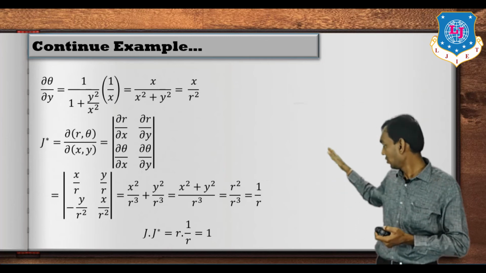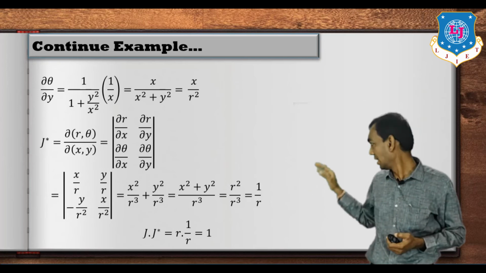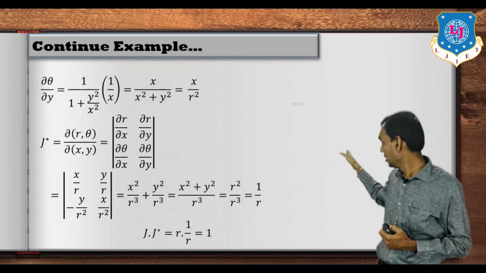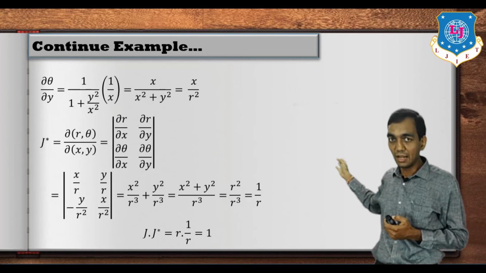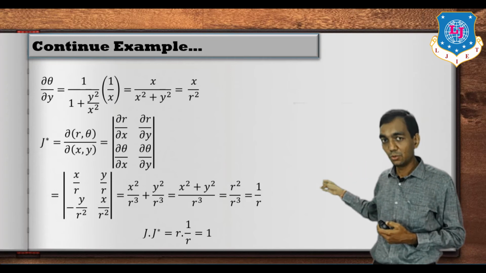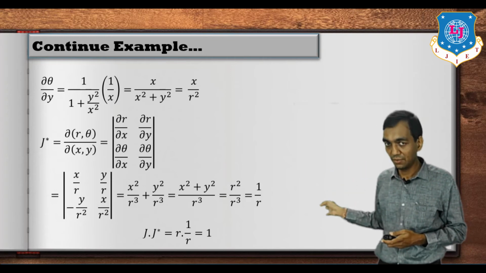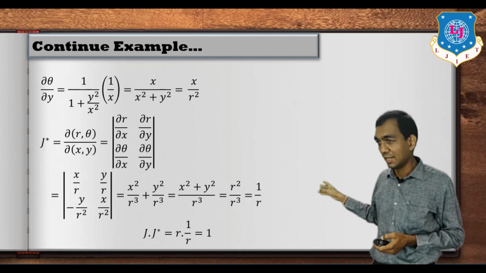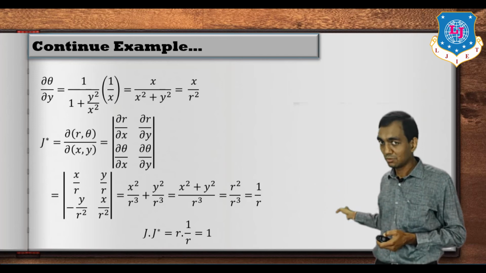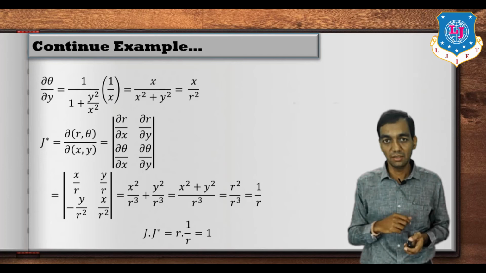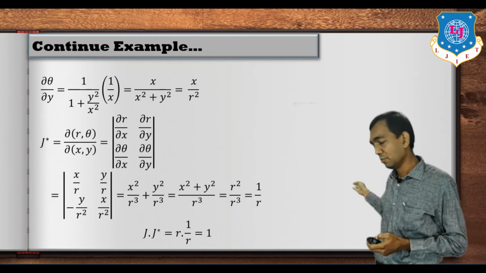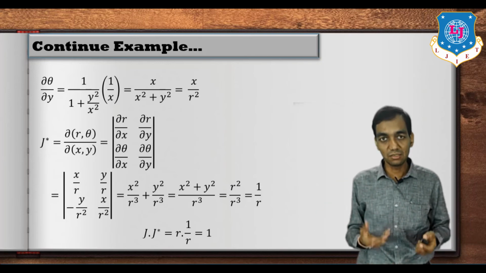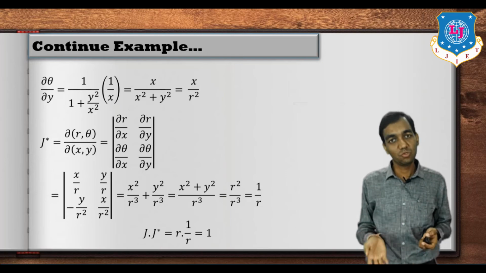So J dash, that means the Jacobian of r, θ with respect to x, y, ∂(r,θ) divided by ∂(x,y), is nothing but the determinant of first row ∂r/∂x, ∂r/∂y, second row ∂θ/∂x, ∂θ/∂y. Putting the values, you will have x by r, y by r in the first row, and minus y by r square, x by r square in the second row. Cross multiply and simplify. That will give x square upon r cube minus minus plus y square upon r cube. So that will give x square plus y square upon r cube. That means r square upon r cube is 1 by r. And that proves your first property.